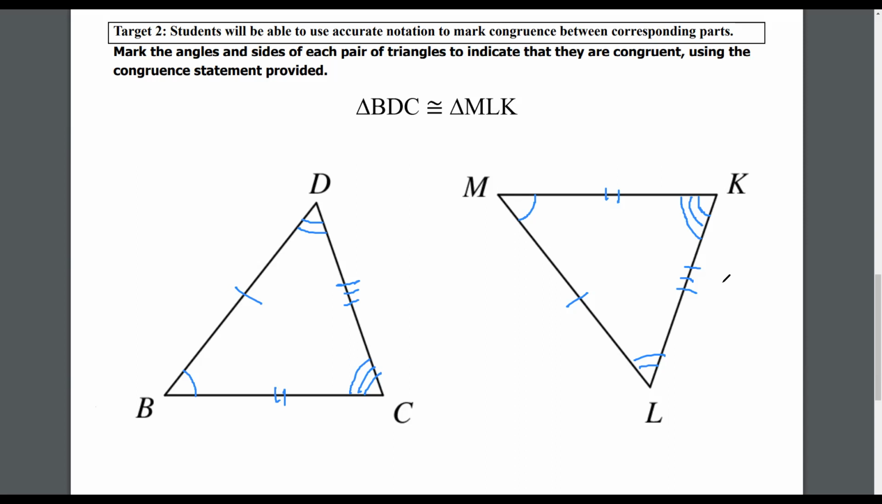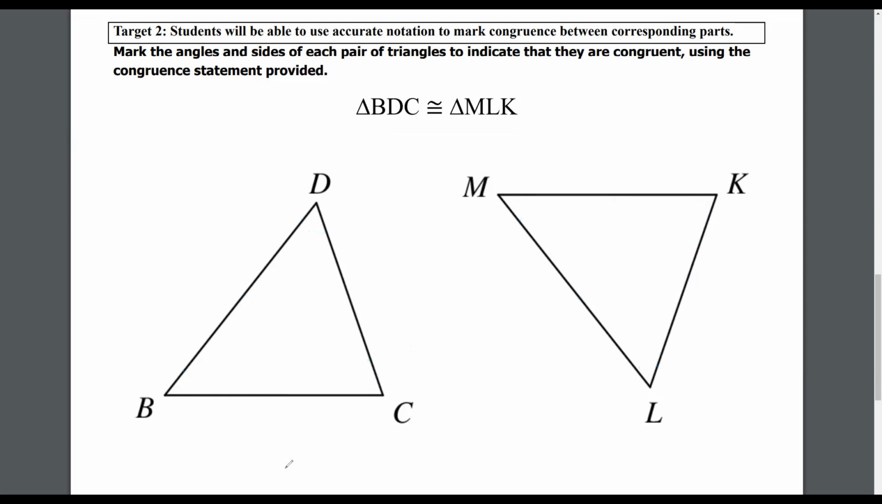No extra work or writing needed. That's all I needed from you. No justification, nothing else, just showing me that you know how to use the correspondence or the congruent statement, right, to get these 6 pieces of information on the 2 triangles. And that's it. Okay, I hope that helps.